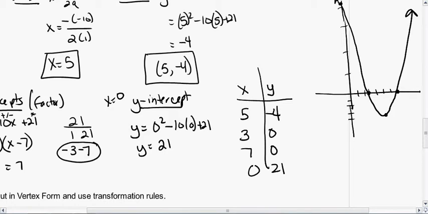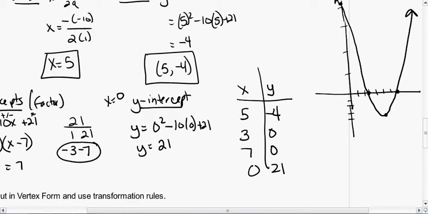And I have a pretty good idea about what that graph looks like. If I wanted more points, I could put in more points. But I know that this is a graph that's opening up, and I have a sense about where the roots are. And if I needed an initial or a starting value, my y-intercept, I'd have that too.